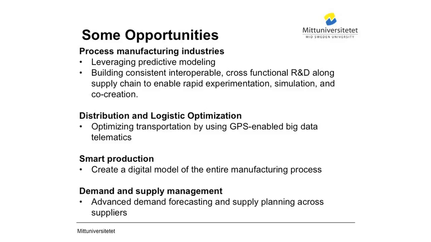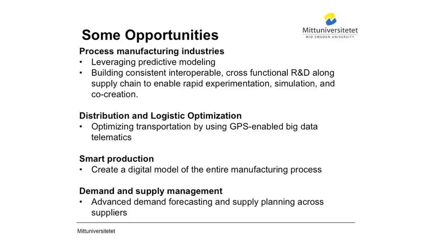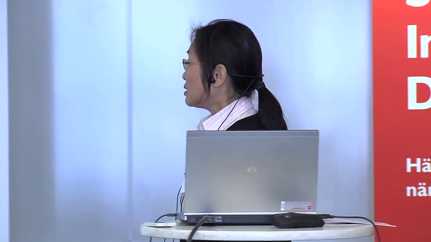Our project is interested in applications, for example, for the process manufacturing industry, that is predictive modeling, and building a consistent interoperable cross-function for research and development along the supply chain to enable rapid experimentation, simulation, and co-creation. If we're looking at distribution and logistics, we can optimize transportation by using GPS-enabled big data telematics. And the main difference is that we could create a digital model for the entire manufacturing process.